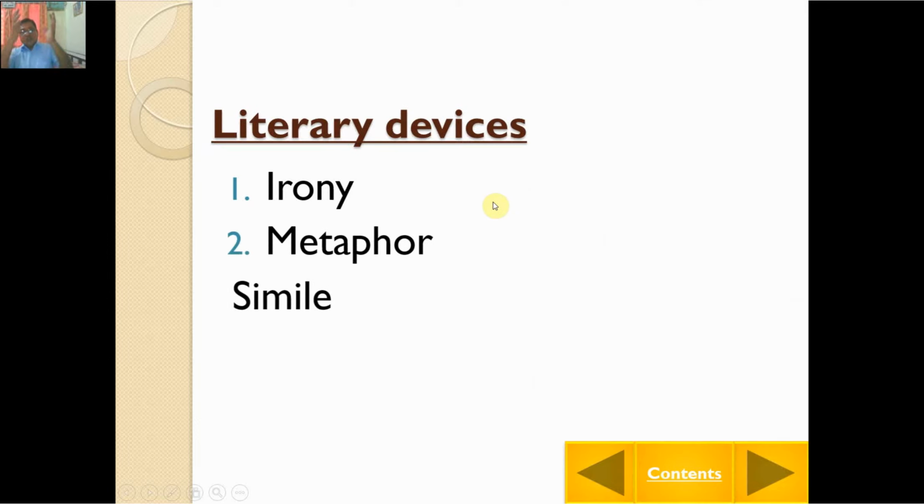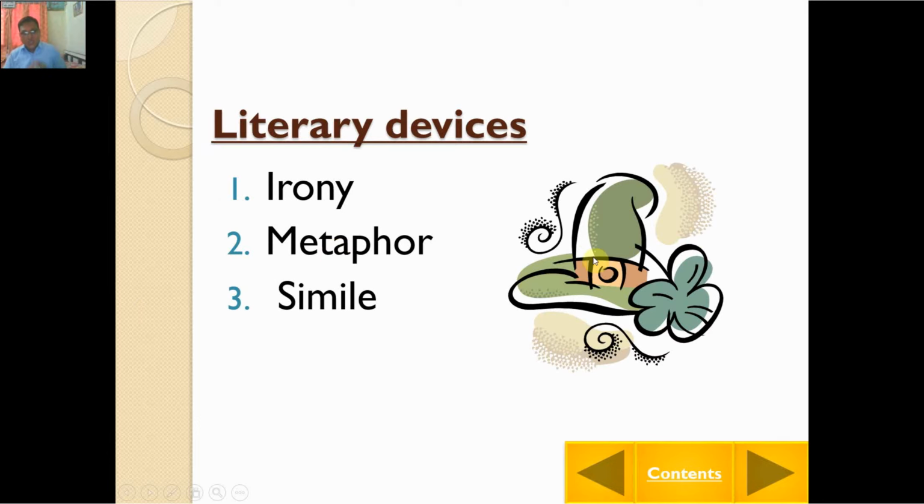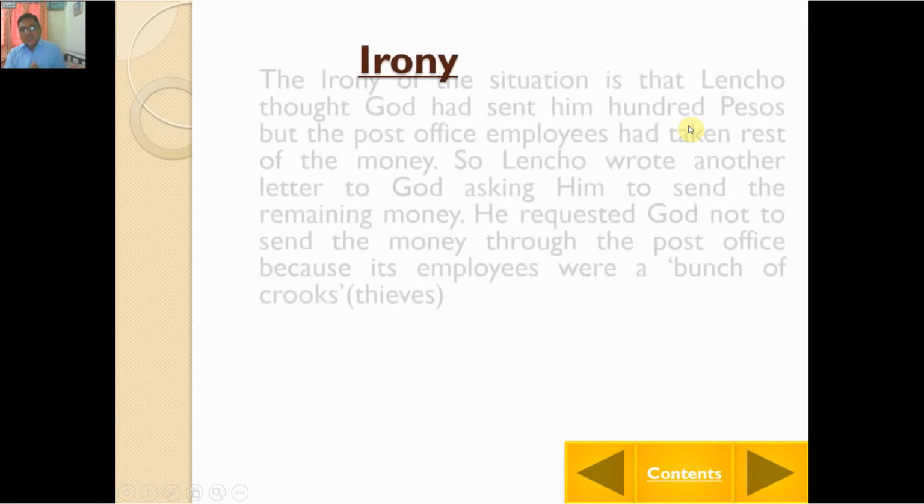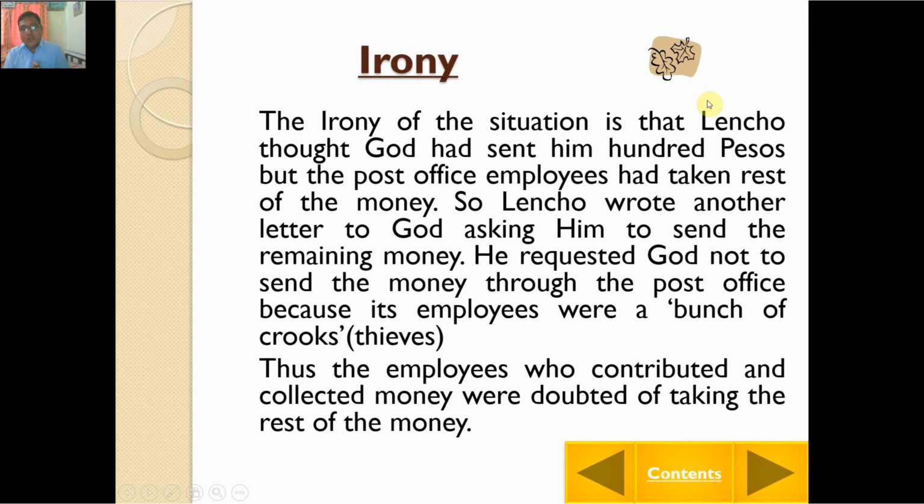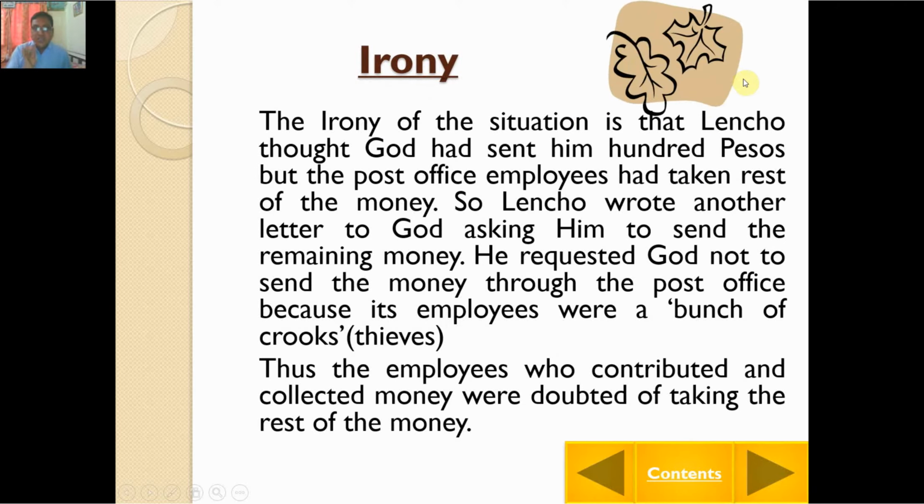We come across certain literary devices in the story. There are three literary devices: irony, metaphor, and simile. We shall discuss each literary device one by one. So, first of all, irony. The irony of the situation is that Lencho thought God had sent him 100 pesos, but the post office employees had taken the rest of the money.